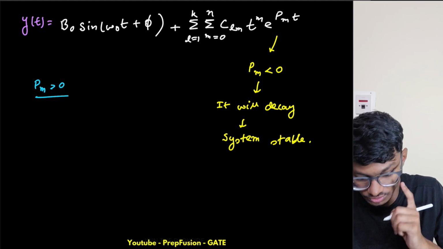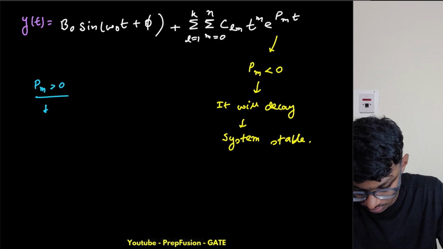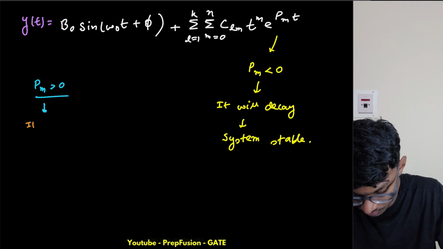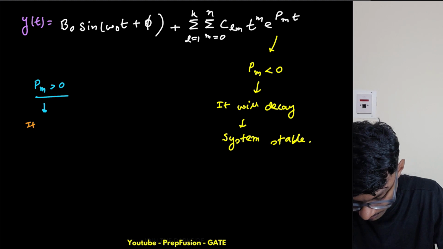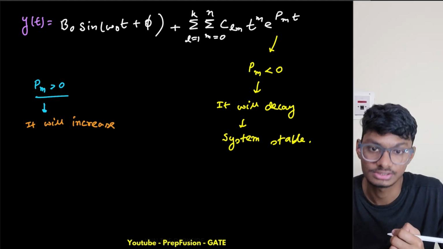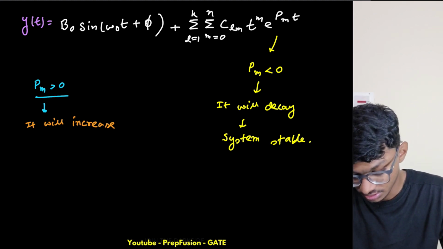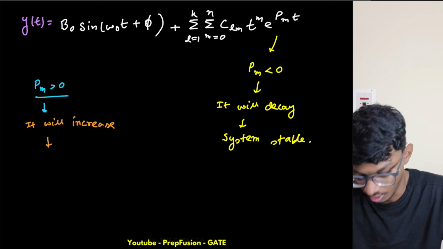If my pm is greater than 0, then it will not die down, right? It will regenerate, or get more energized. It will increase. Now if it increases, what happens? The system will become unstable because the response is not bounded, the response is unbounded, right?